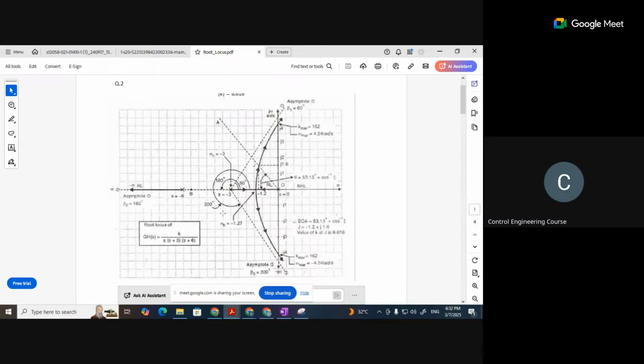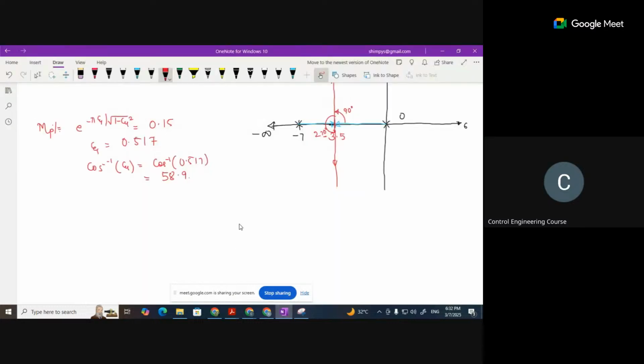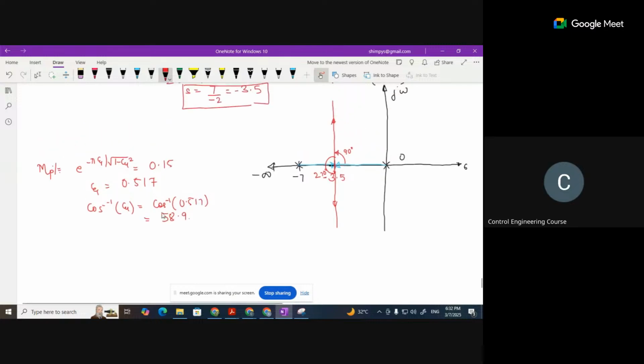See here this one. This is the root locus for K by S times S plus 3 times S plus 6, and when you have plotted it, you got this, and for the value of zeta which was given, you have found the angle as this. In the same way, we have calculated here the angle for which we have to design the compensator with peak overshoot less than or equal to 15%, right?